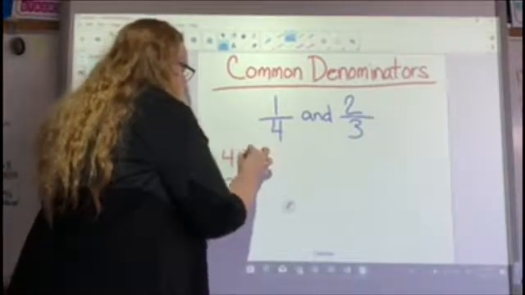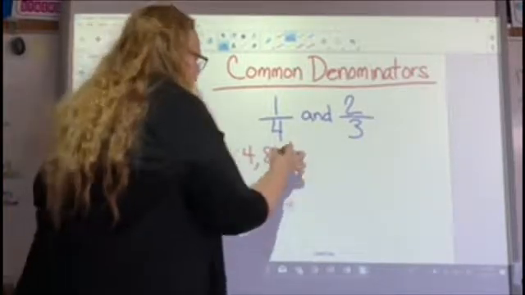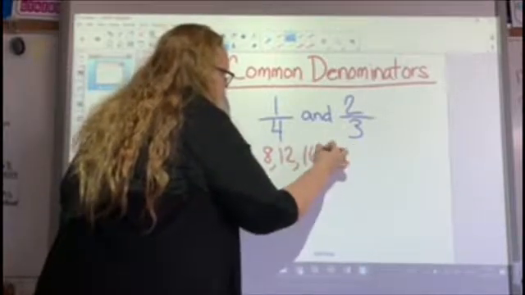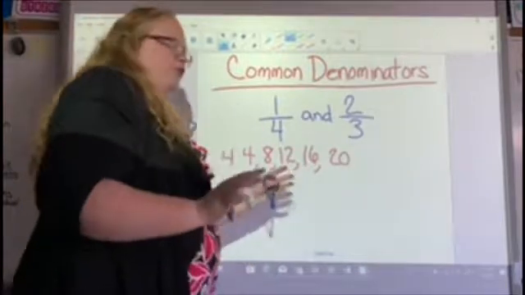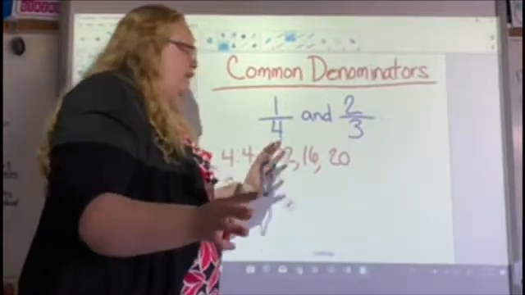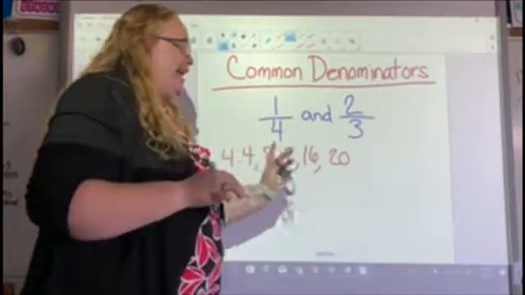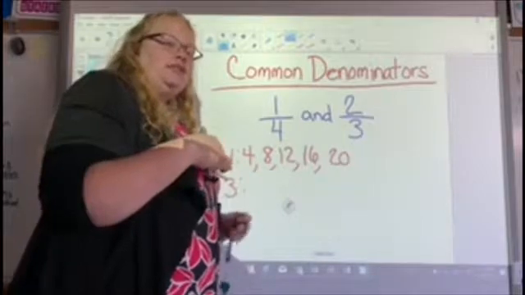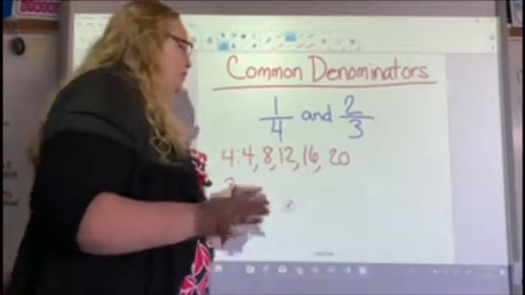So 4 times 1 is 4, 4 times 2 is 8, 4 times 3 is 12, 4 times 4 is 16, and 4 times 5 is 20. So again, you go to about 4 or 5 and you'll generally find one. Every now and again I have to go to 6, but you're looking for any common multiple. Unlike simplest form, you don't need the greatest common multiple, just any common multiple available.